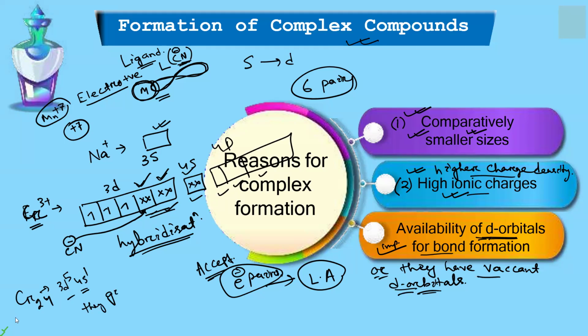They give the required number of hybrid orbitals for complex formation. Okay, these are the important 4 points. Whichever points you write down are sufficient.